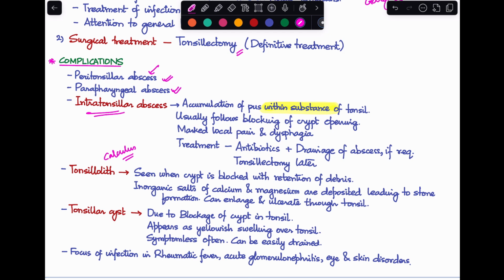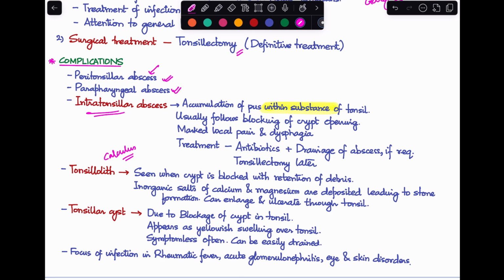This happens when the tonsillar crypt gets blocked, followed by retention of debris. Here, inorganic salts of calcium and magnesium are deposited, leading to the formation of a stone in the substance of the tonsil. And these tonsilloliths can over time enlarge in size as more deposits accumulate. They can even cause ulceration and come out of the tonsil through the ulcer. So that is about tonsillolith. Treatment is very simple. You remove the stone or perform a tonsillectomy.